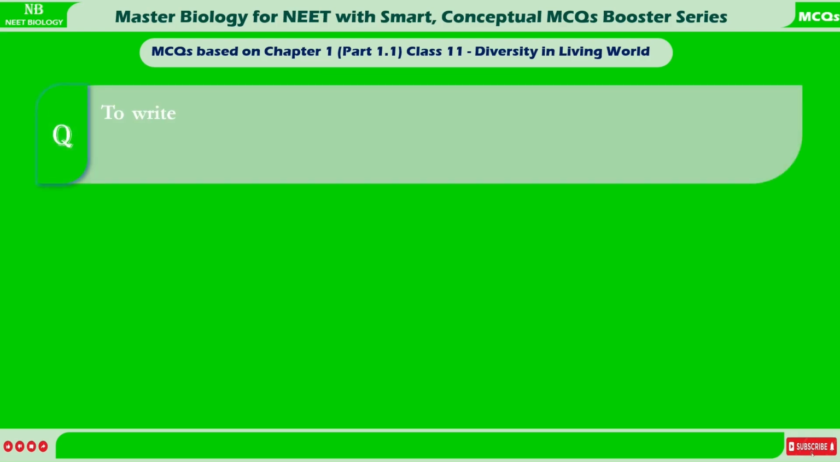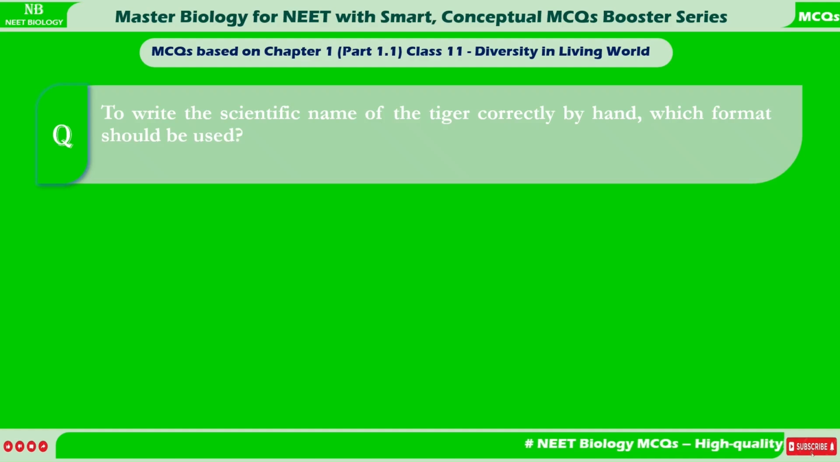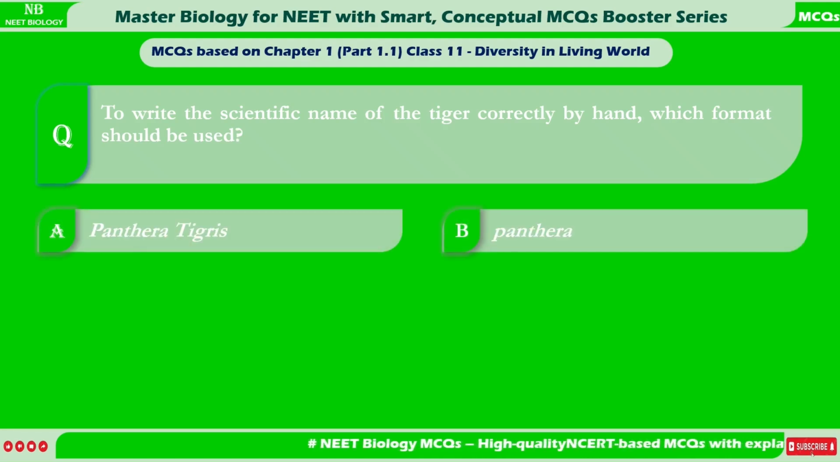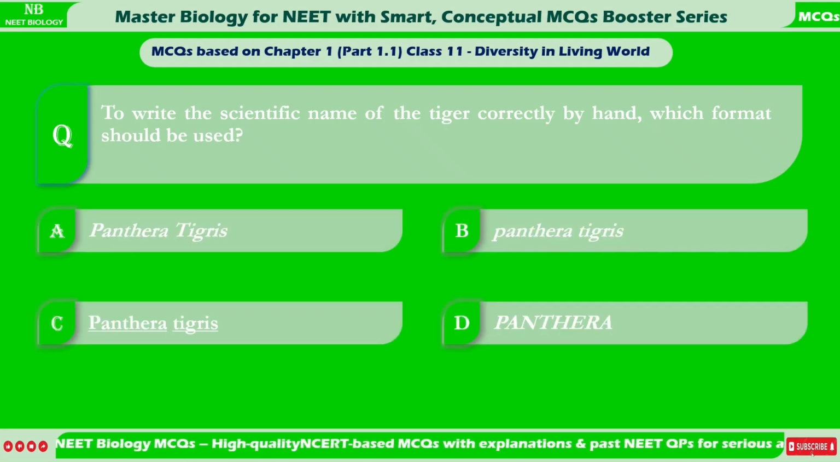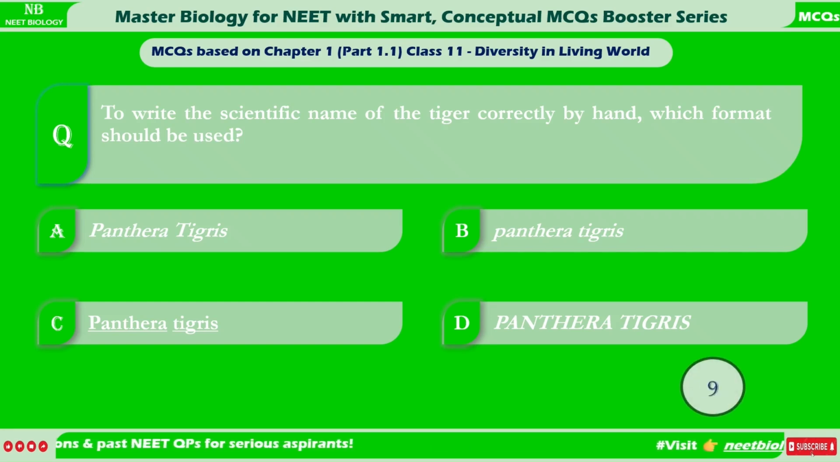To write the scientific name of the tiger correctly by hand, which format should be used? Option A, option B, option C, option D. Correct answer is option C.